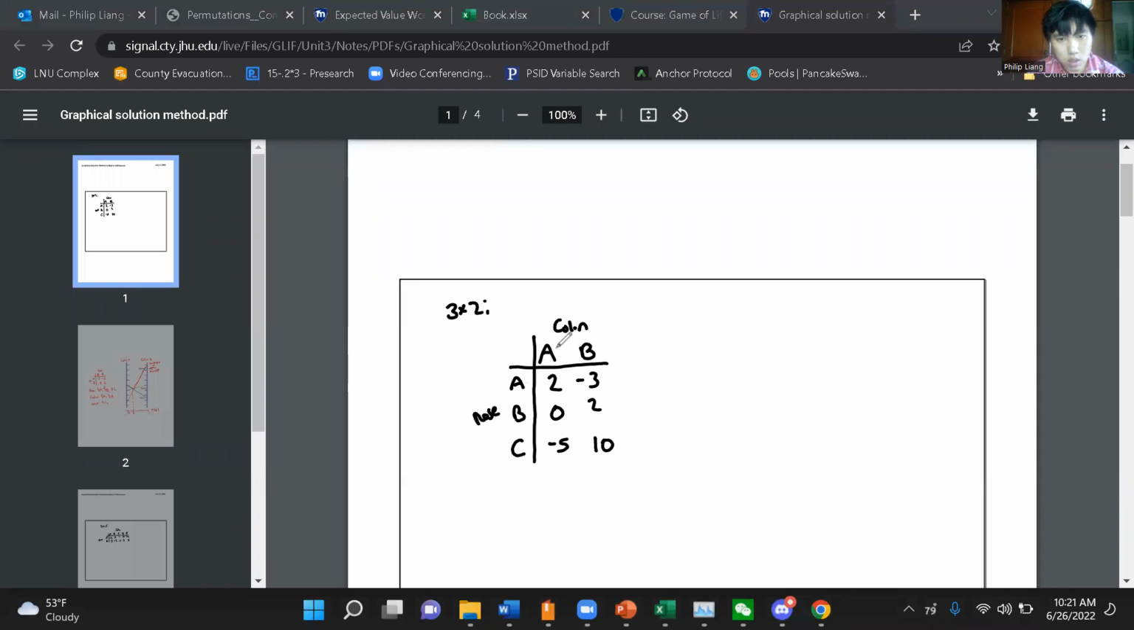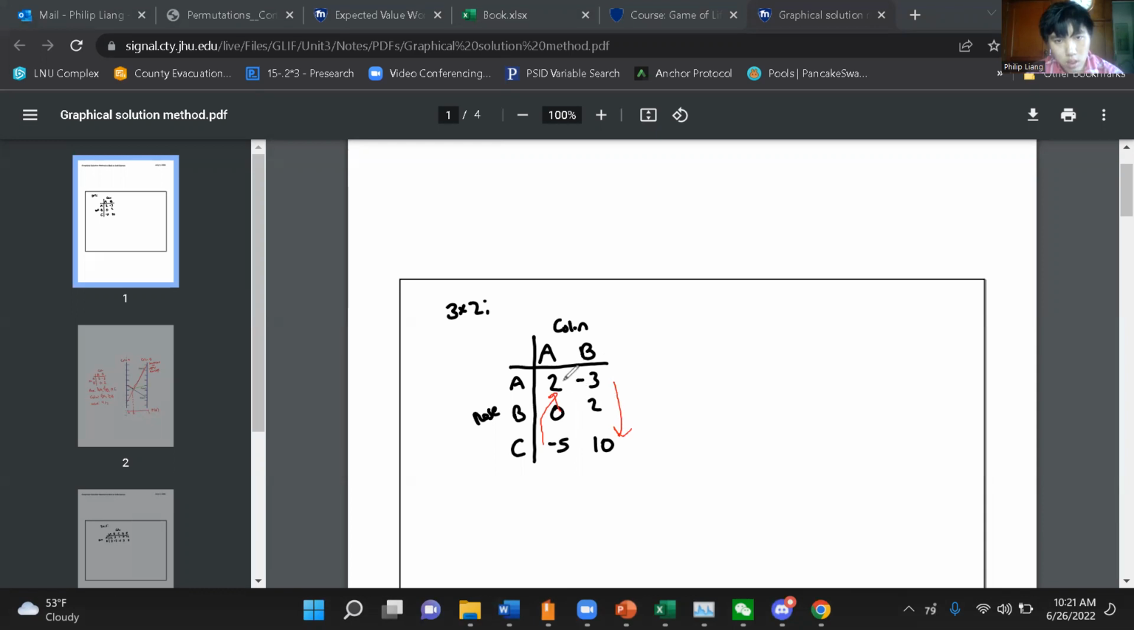Note that against column A, Rose wants to play A. The right way to depict that is that arrow. Against column B, Rose wants to play C.